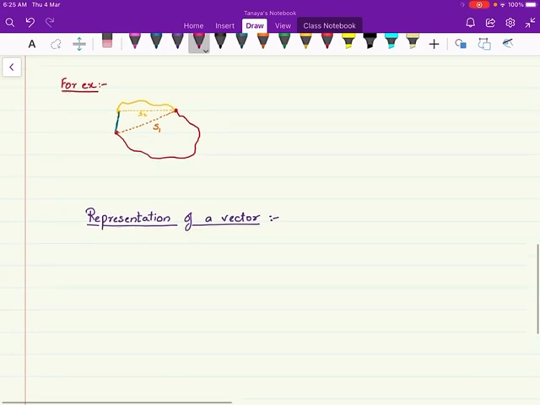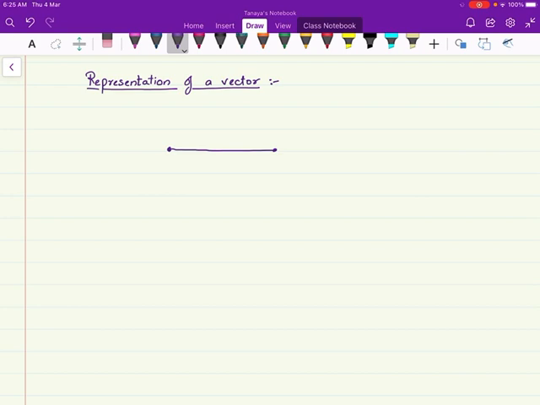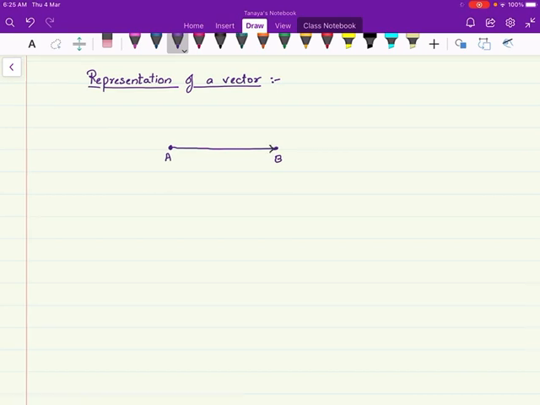Now, how to write a vector? How do I represent a vector? Suppose a particle has moved from A to B. A is the initial position, B is the final position. How will I draw the vector? The vector is shown by an arrow. So I can write this vector as AB with an arrow on top, AB bar. Whenever there is a bar over any quantity, we come to know that it is a vector quantity.